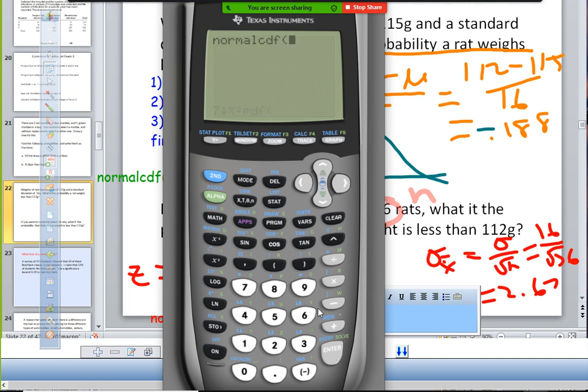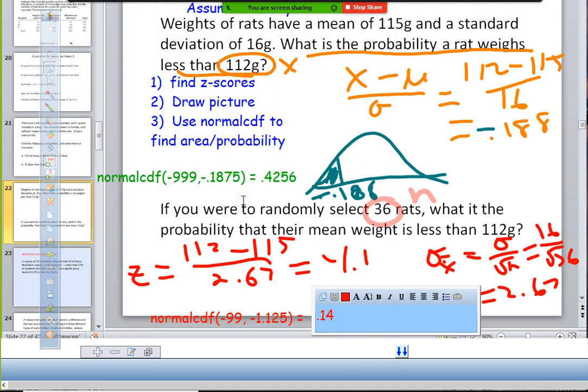And you're going to put in negative. Remember, negative has to be this one right here, not the minus sign, or you're going to get an error. And likewise, if you go to subtract, you can't use the negative sign. You have to use the subtraction sign. Comma, negative 1.125. We'll do 5 because I think that's what the class had. It's 0.130. So 130. Good enough.